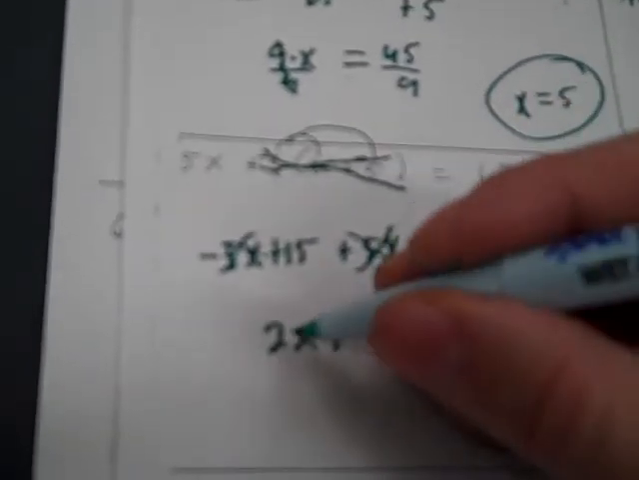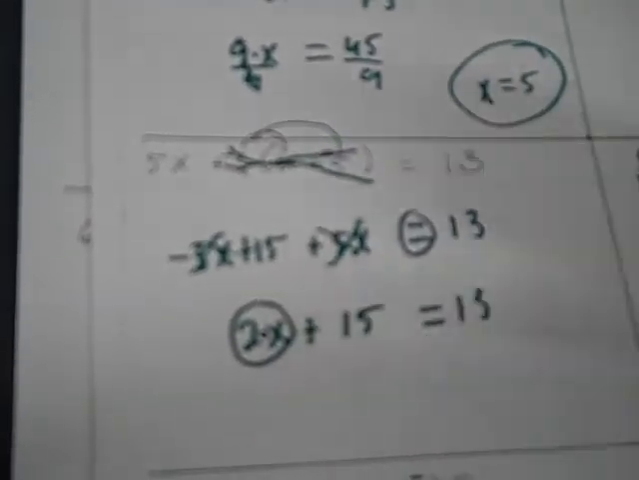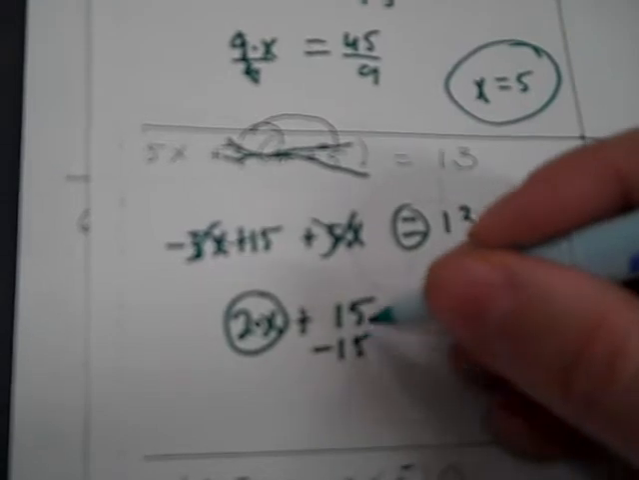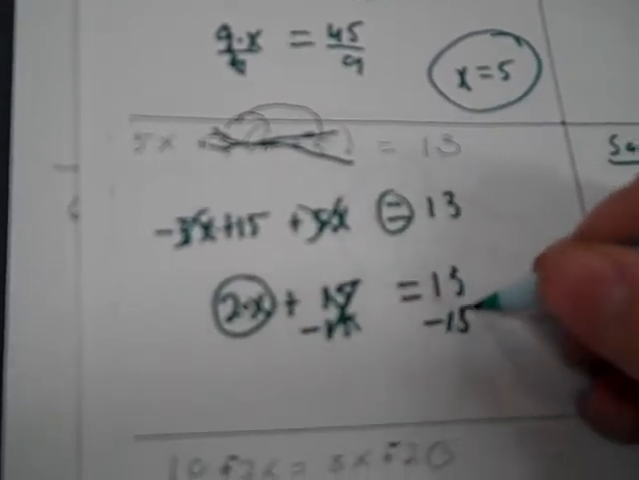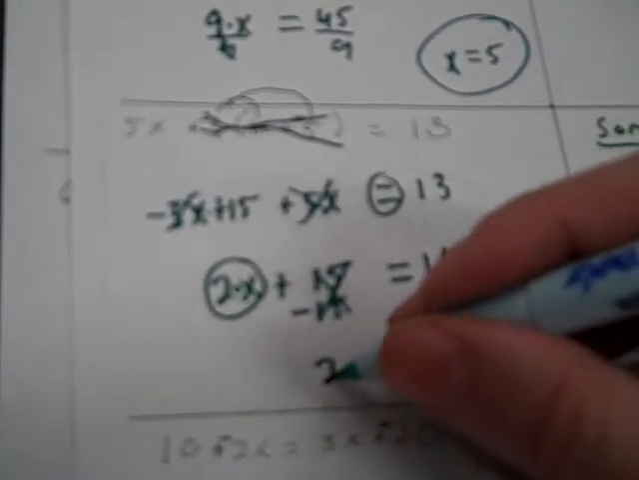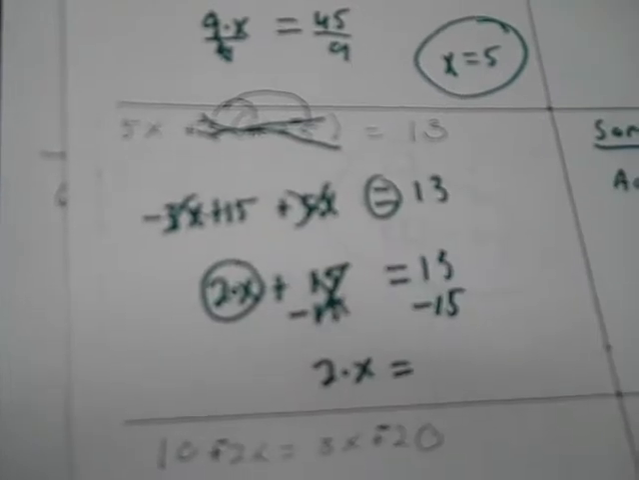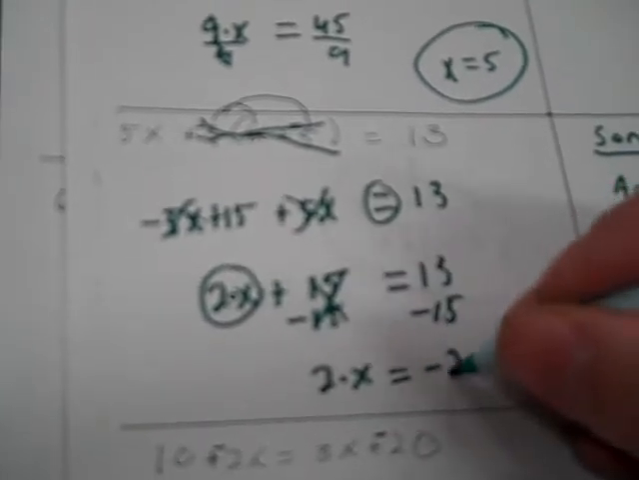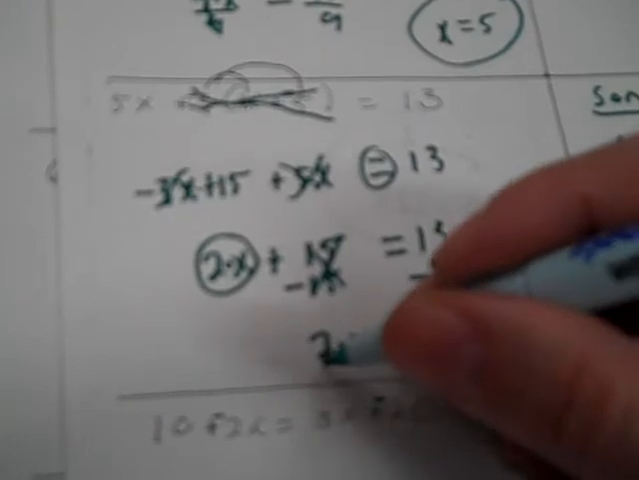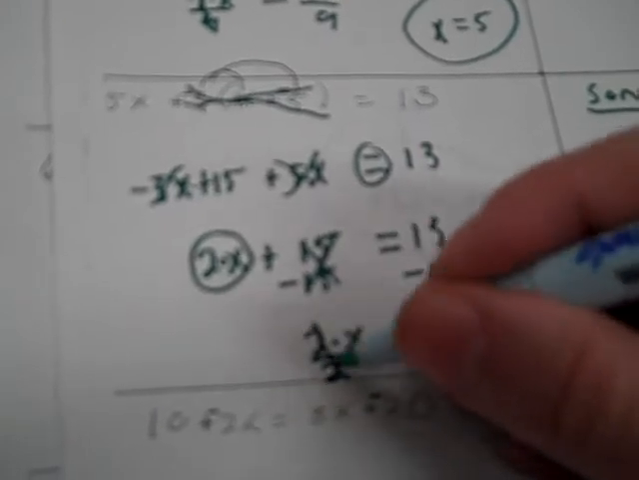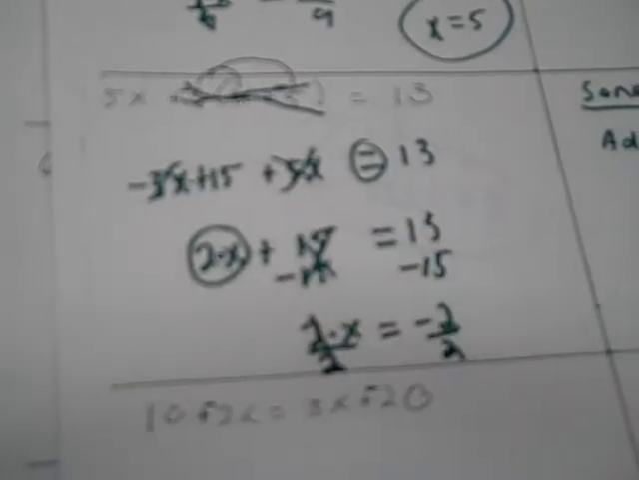Now that I have just the singular x, I can dot it and circle it. And then I've got plus 15, so I need to minus 15, minus 15. So I've got 2 dot x, and 13 minus 15 is negative 2. And then it is time to divide by the 2 so that these can cancel, and I can get my answer. Negative 2 divided by 2 is negative 1. You don't believe me? Here you go.